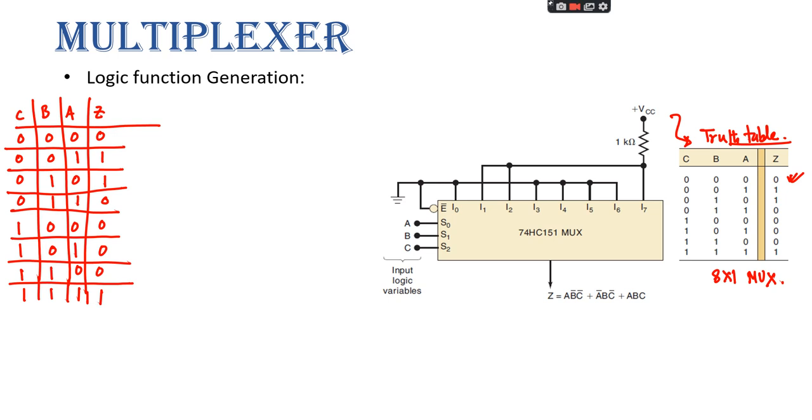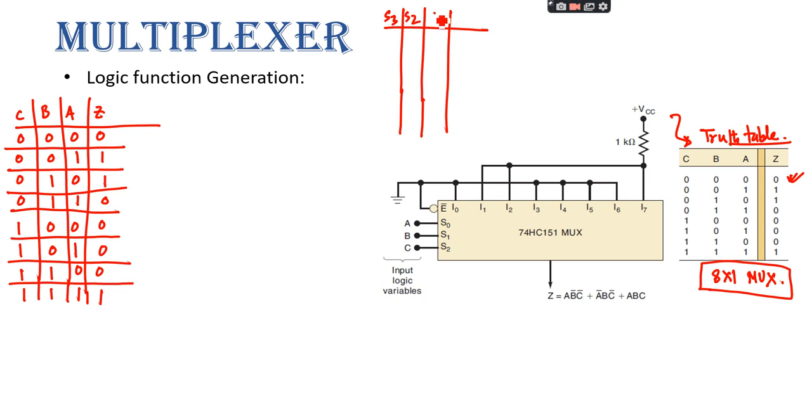So can you remember the multiplexer truth table? What was the multiplexer truth table? So for the 8 to 1 multiplexer, how many control inputs should be there? 3, right? S2, S1, S0, and the multiplexer output should be your Z.